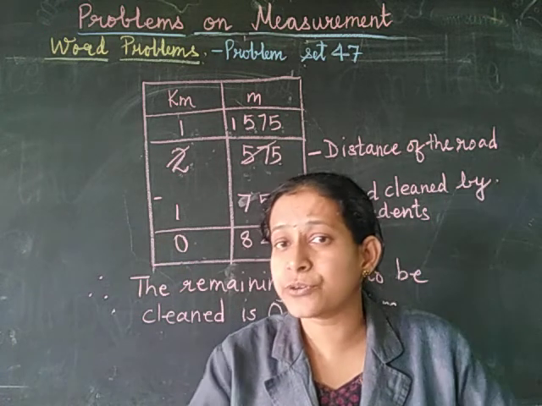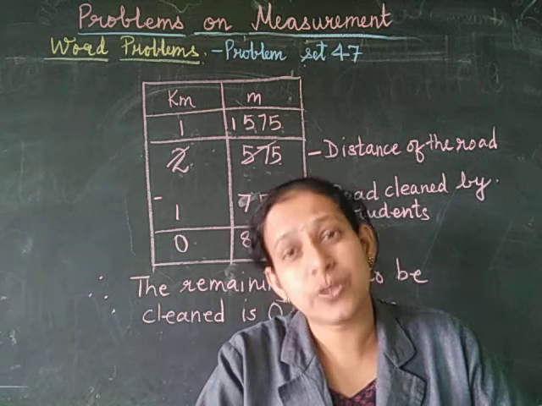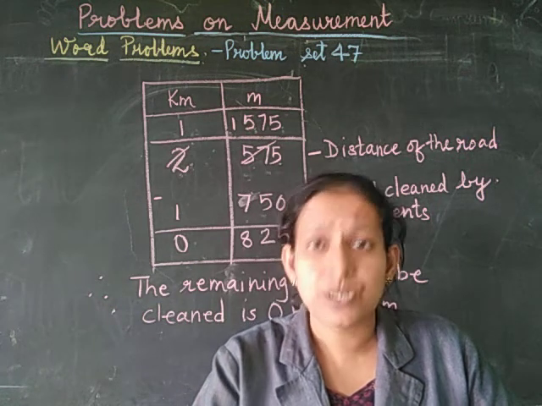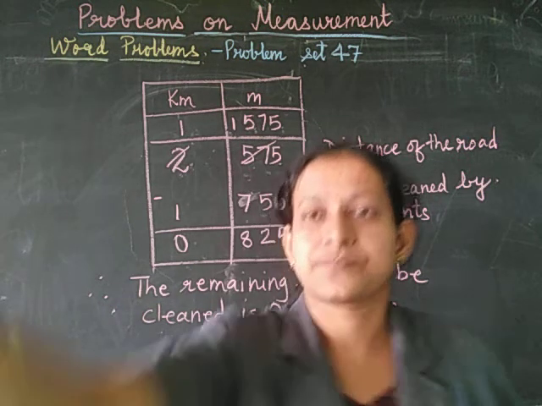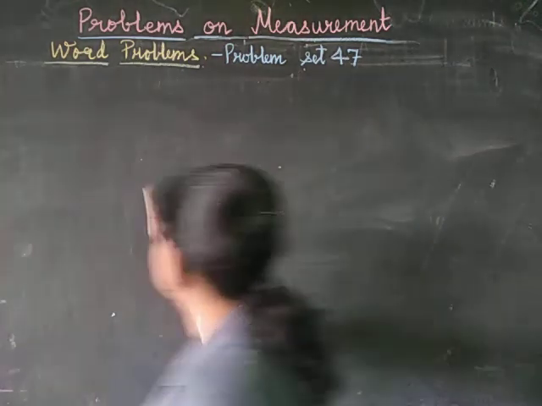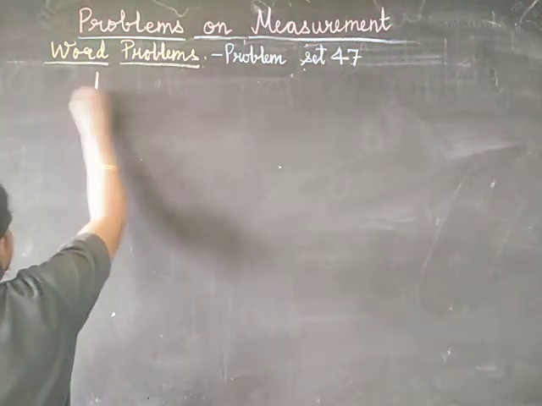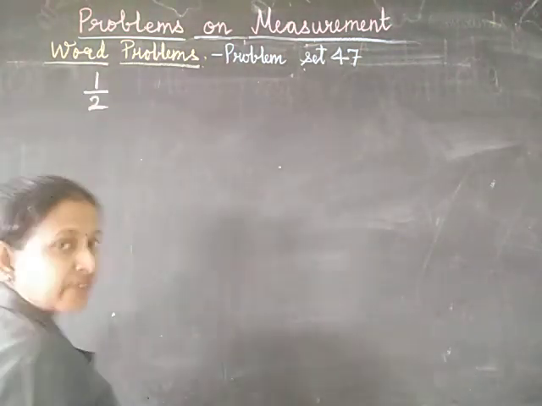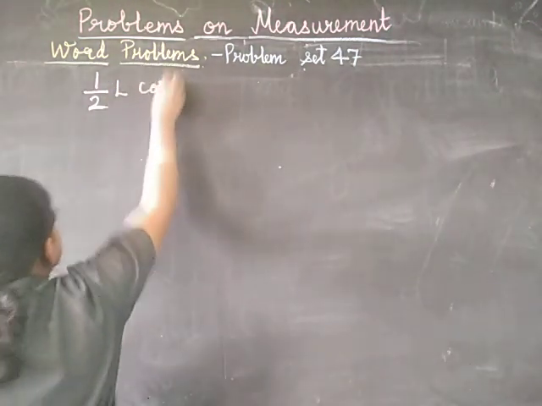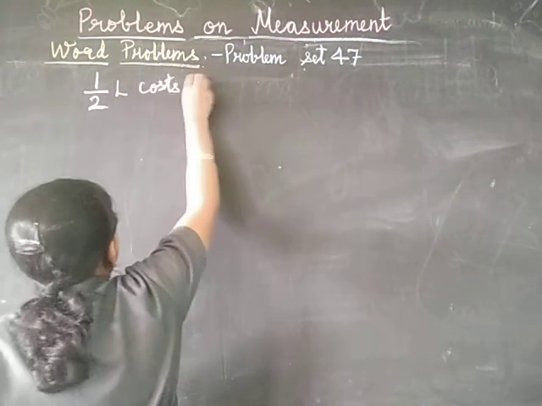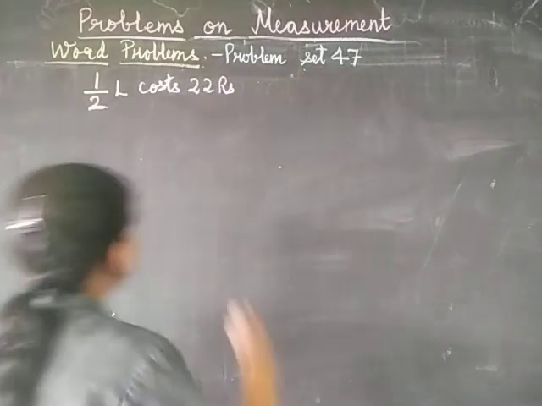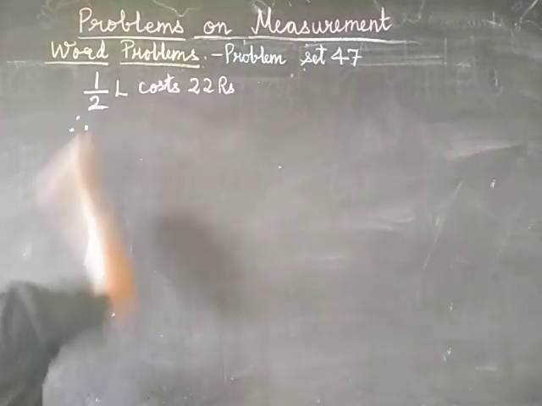So how are you going to do this? Yes, you are supposed to multiply here. So let's do the multiplication now. Half a liter of milk, half is written like this, costs around 22 rupees. Therefore, how much will 1 liter be?